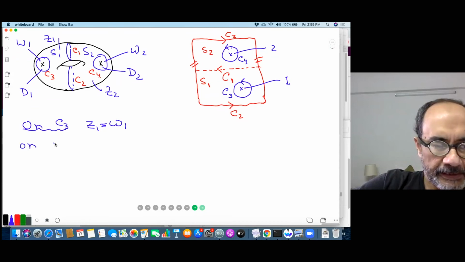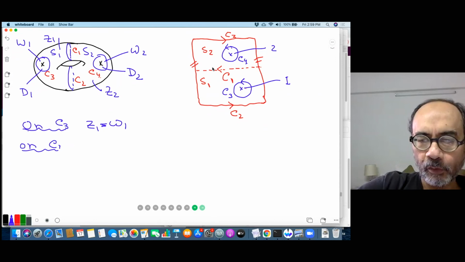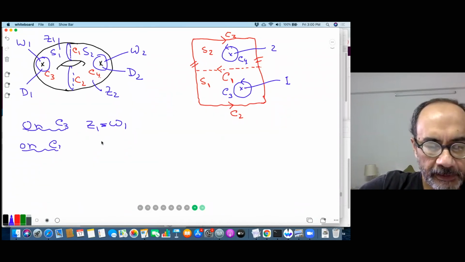On C1, I have to relate Z1 to Z2. S1 has Z1, this has Z2. So Z1 to Z2. And I just declare Z1 to be equal to Z2, because Z2 has not been introduced earlier so far. I just declared Z1 equal to Z2.